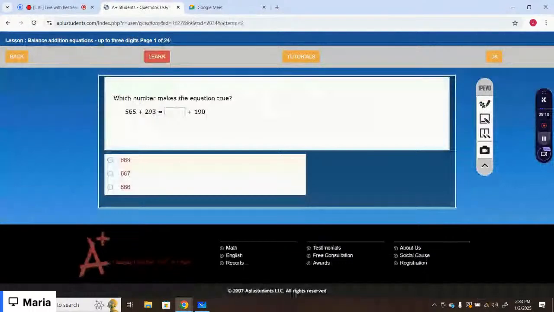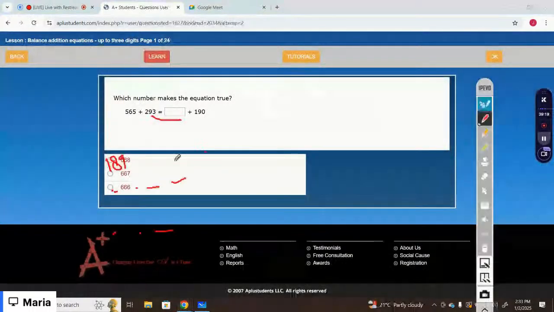Okay, write down which number makes the equation true. So you have to add the side where you are given both the numbers. Just add 5 plus 3 makes 8. 9 plus 6 makes 15. 5, 1 carry, 5 and 7, 858 it is.